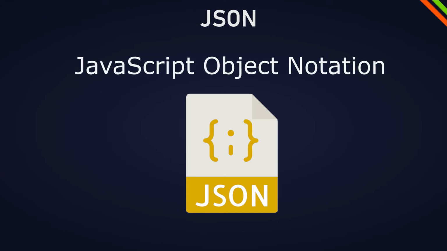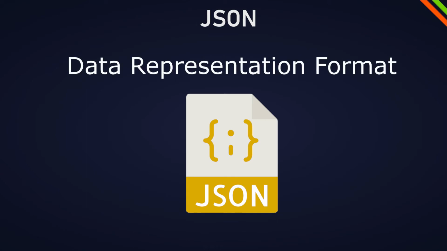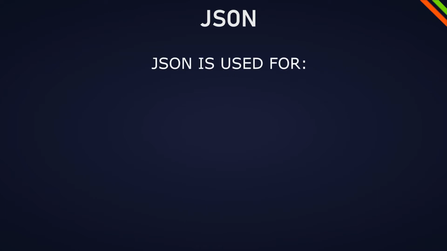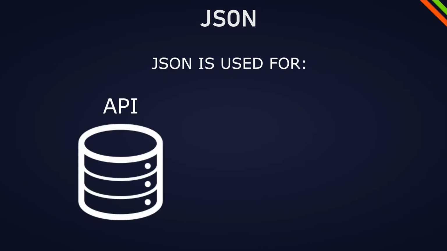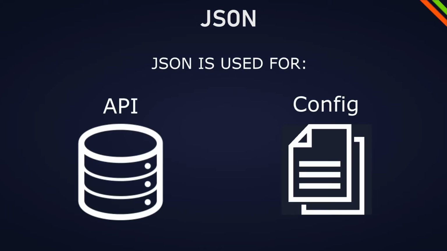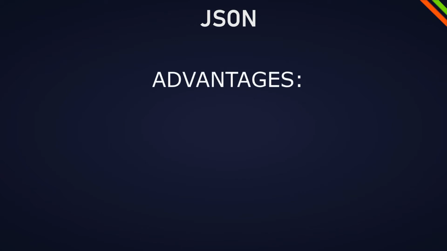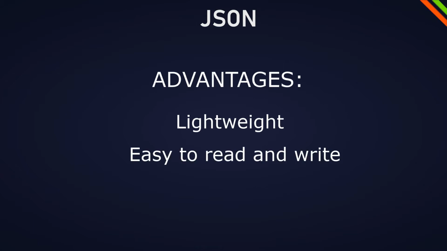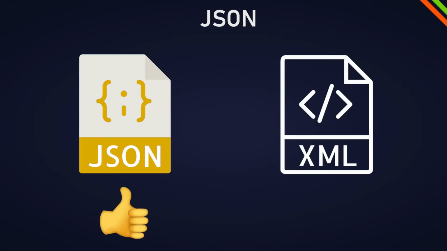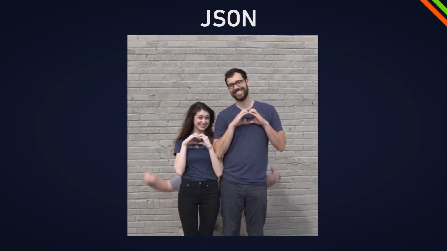JSON is short for JavaScript Object Notation. It's a so-called data representation format. JSON is primarily used to send data with APIs and to write configs. The advantages of JSON over other data representation formats are it's lightweight and easy to read and write. For example, it's better than XML because it has not so many opening and closing tags. Those are primary reasons why JSON is so widely adopted.